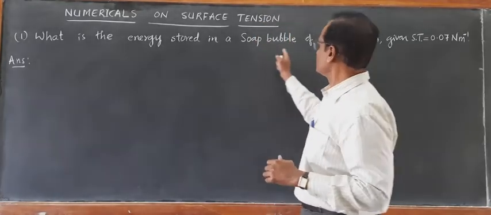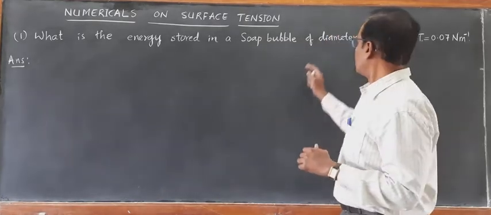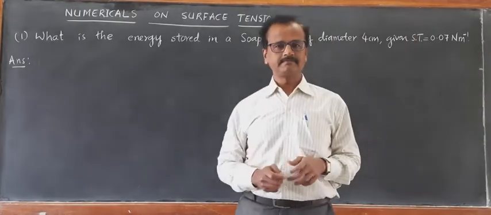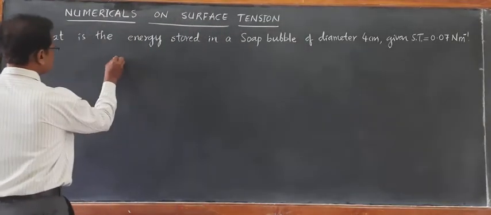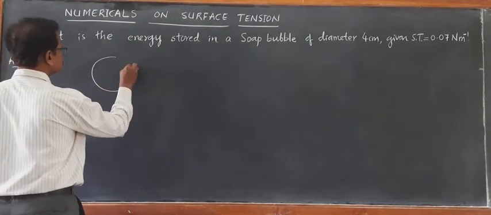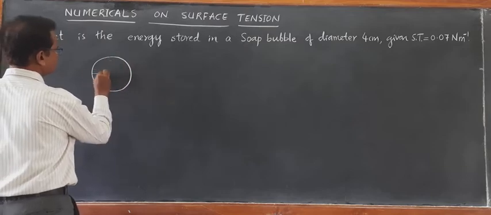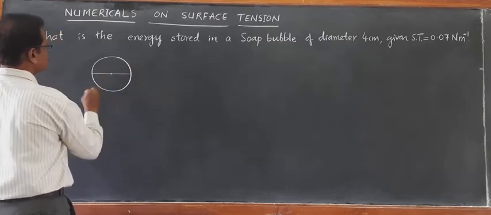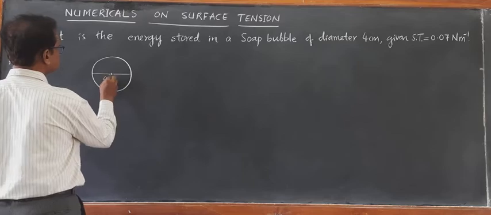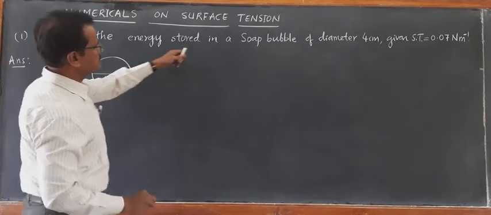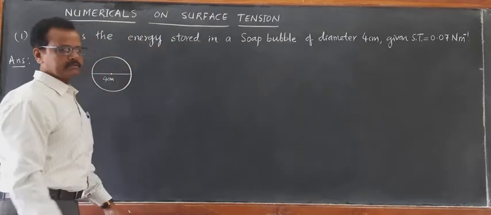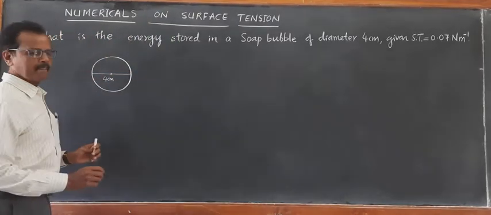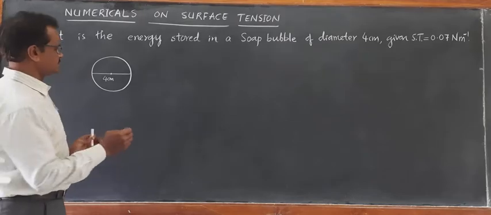What is the energy stored in a soap bubble of diameter 4 cm? There is a soap bubble being formed whose diameter is 4 cm. What is the energy stored in this soap bubble of diameter 4 cm? Remember, a soap bubble has two interfaces.